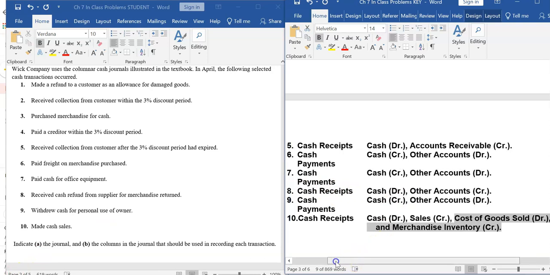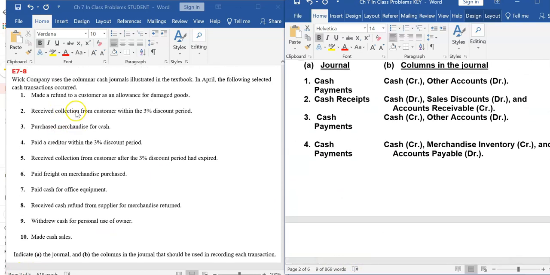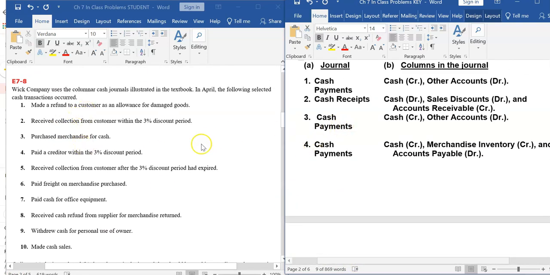One summary here: all of these transactions have one thing in common. They deal with cash. And so what we're seeing is every one of these transactions affects a cash column because we're working in the cash journals. The journals for cash are either a cash payments or a cash receipts journal.